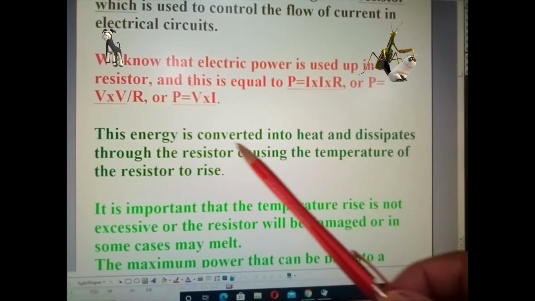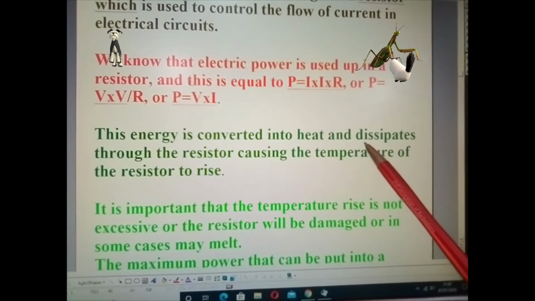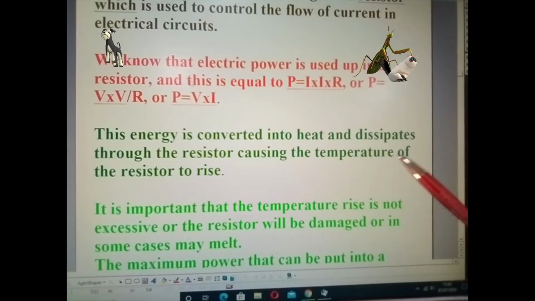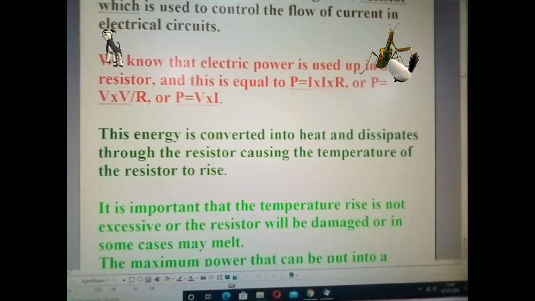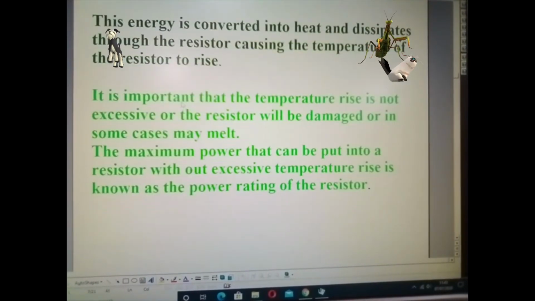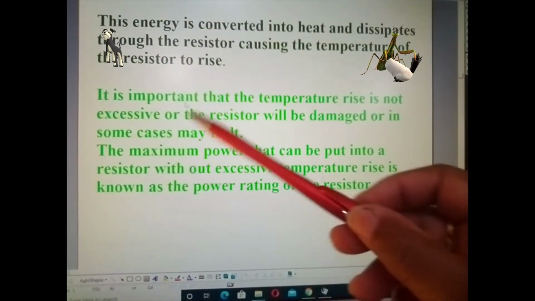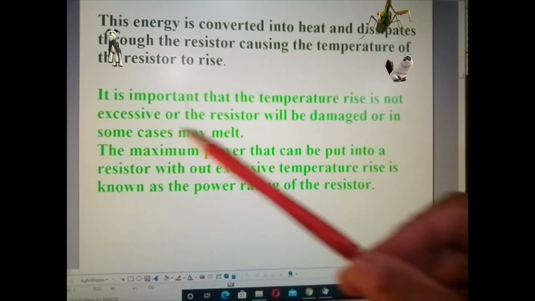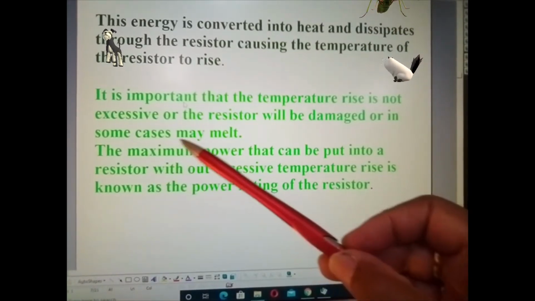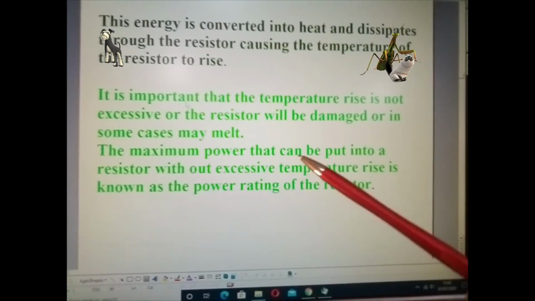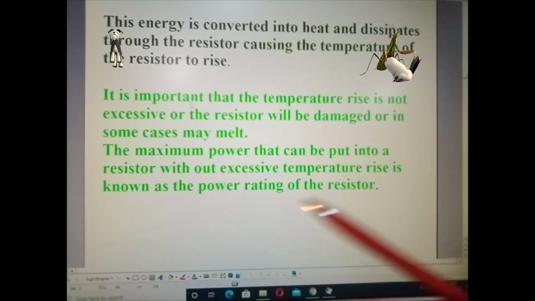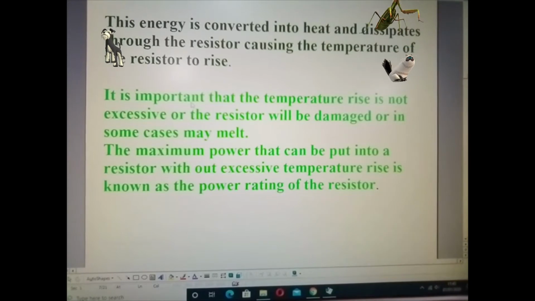This energy is converted into heat and dissipates through the resistor, causing the temperature of the resistor to rise. Now, it is important that the temperature rise is not excessive, or the resistor will be damaged, or in some cases may melt. The maximum power that can be put into a resistor without excessive temperature rise is known as the power rating of the resistor.